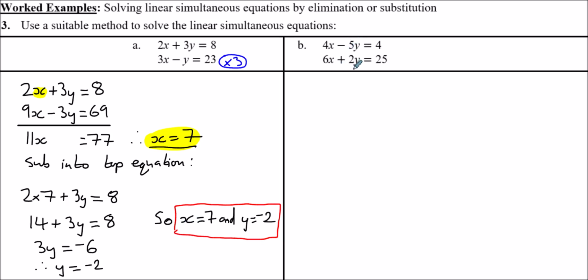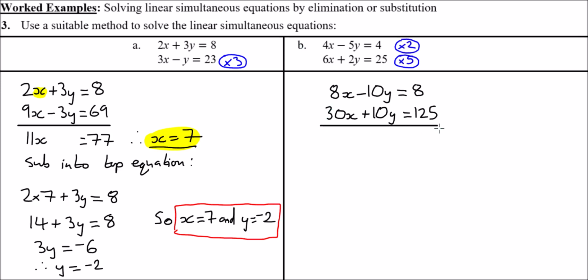Over here, it's slightly harder because you can't just multiply one equation to get these magnitudes the same. So what I'm going to suggest we do is, again, we pick on the y's. If we double this top equation, we get a magnitude of 10y. And if you multiply this bottom one all by 5, we'd have a magnitude of 10y on the bottom. So what we'd achieve by doing that, the top equation becomes 8x minus 10y equals 8, and the bottom one becomes 30x plus 10y equals 125.